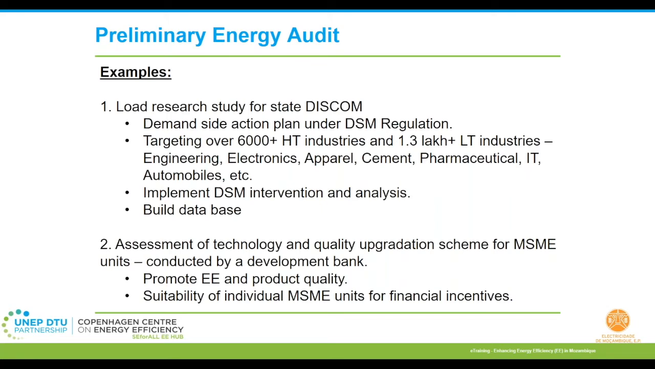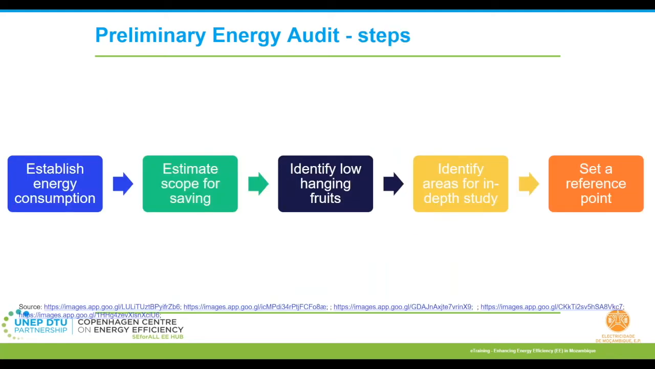The next one is about a development bank. The bank wanted to support MSME units, the micro, small, and medium enterprises, in improving their market competitiveness through energy efficiency and enhancing product quality. We had to conduct quick preliminary energy audits, based on which the bank would decide which units would be eligible for financial incentives. So these are the different steps under the preliminary energy audit.